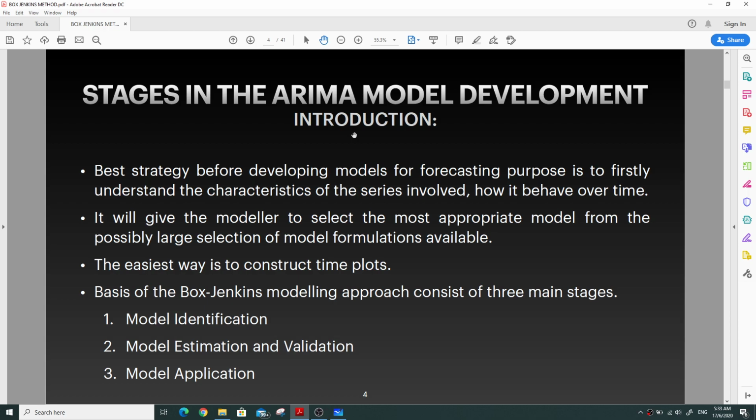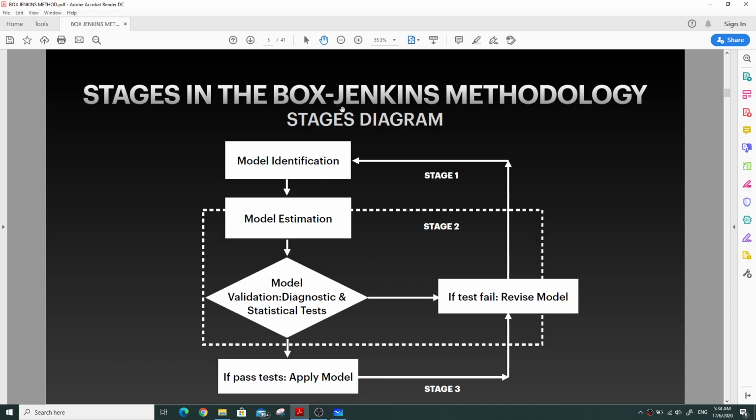And before you build the Box Jenkins model, also known as the ARIMA model, you have to determine whether our series is stationary or not before we begin to construct the Box Jenkins method. Here is the diagram of the stages. As we can see here, it is actually a recursive process. When you model Box Jenkins, at the end of it, it's not necessary that your model ends there. It is a recursive process until you get the best model to do the forecasting.